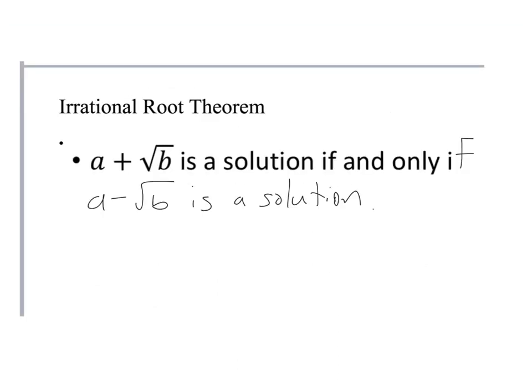All right, our next thing is the irrational root theorem, which says that if a plus the square root of b is a solution, then this is a solution if and only if this is a solution, the conjugate, so it's a plus the square root of b and then also a minus. They always come in pairs for polynomials. Where this is going to come in handy, or what I'm going to ask you to do with it, is to identify conjugates. So if I give you this one as a solution, you would regurgitate this as a solution, and vice versa.